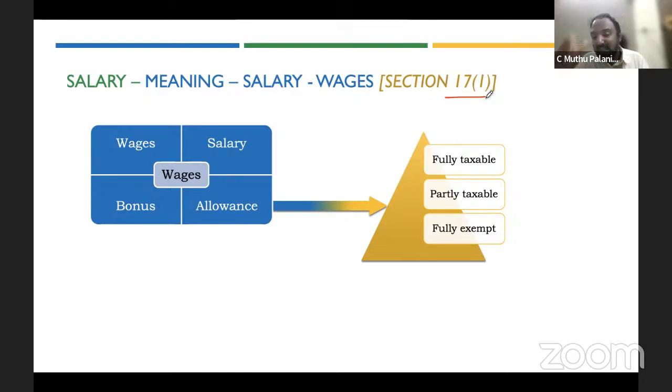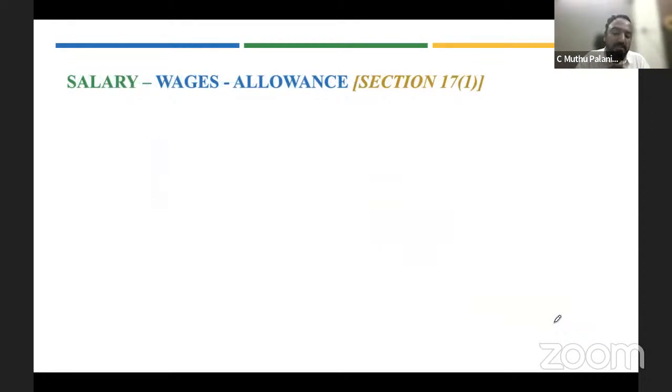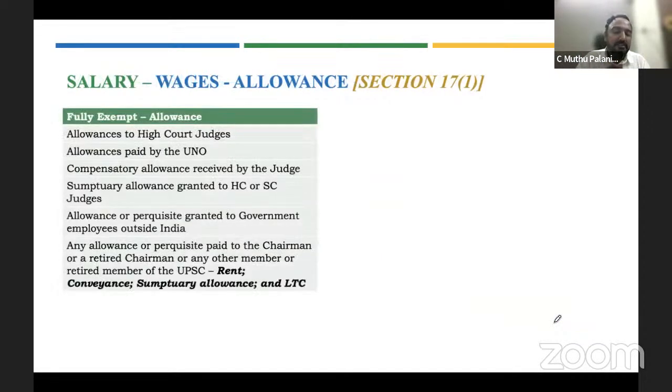In allowance, there are 3 categories. Sometimes an allowance could be fully taxable, sometimes partly taxable, and sometimes fully exempt. When you talk about partly taxable, there are examples like house rent allowance under section 10 clause 13A and special allowance under section 10 clause 14. These are the things that we are going to discuss. We'll also see what is fully exempt and what is fully taxable.